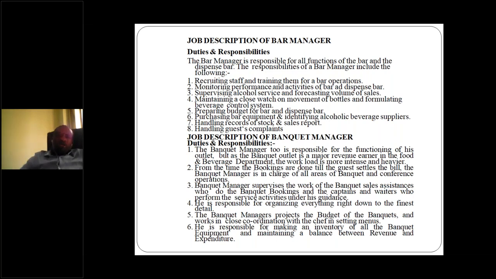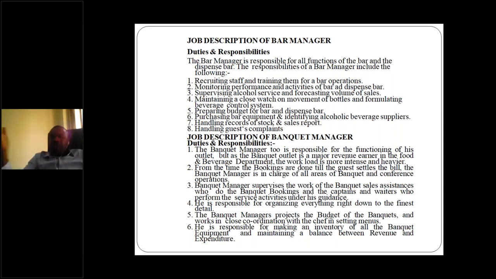So what's the job description of a banquet manager? We are done with the bar manager. We are looking at the banquet manager. We mentioned last week that banquet services are one of the most lucrative aspects of food and beverage businesses. So the banquet manager's duty and responsibility is to ensure that there's appropriate functioning of the outlet. He must be on the ground to ensure that things are functioning appropriately.